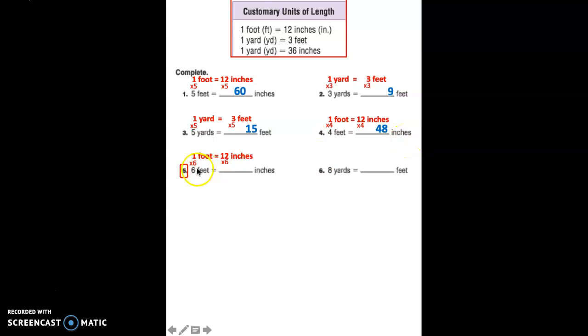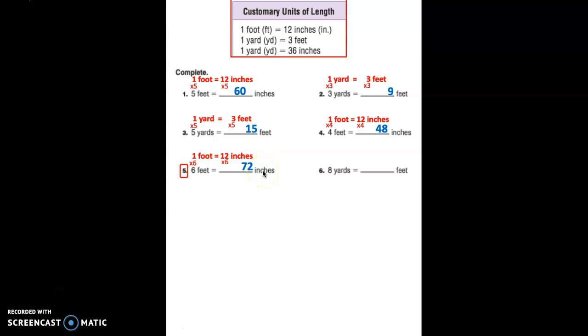Number 5. 6 feet equals blank inches. 1 foot equals 12 inches. How did I get from 1 foot to 6 feet? I multiplied by 6. So, I need to multiply 12 inches by 6. 12 times 6 equals 72. So 6 feet equals 72 inches.